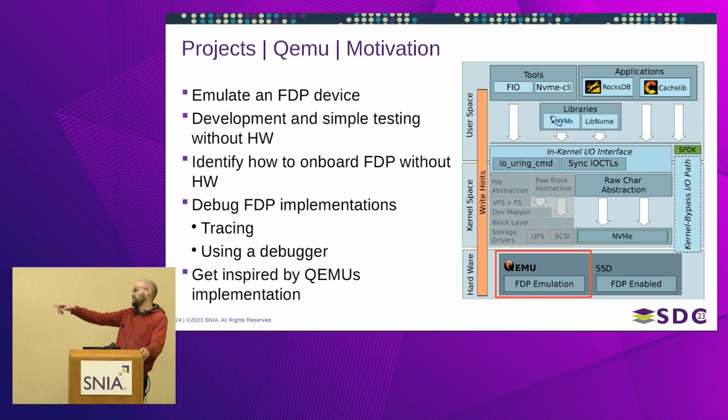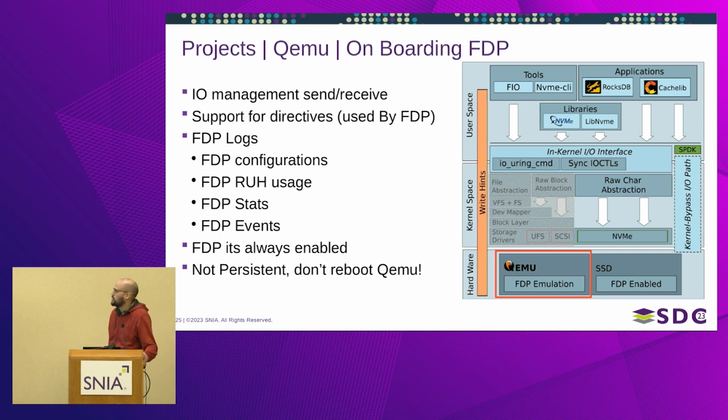I also put this "get inspired by QEMU implementation" because sometimes you have a doubt of what the header should exactly have or what the offset is, and then you can go and peek into QEMU's implementation to find that out. The onboarding has a lot to do with what we've already been talking about: FTP logs, configuration, RUH usage, stats, events. I was super surprised that it didn't have directives, so they had to add directives to QEMU. And as I also mentioned before, IO management send receive.